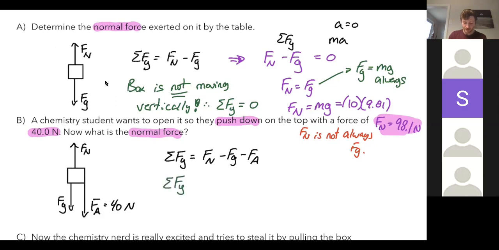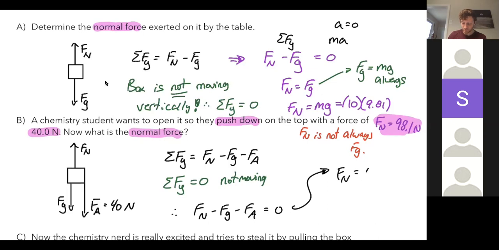The sum of the forces in the y direction is still equal to 0 because it's not moving. If you have somebody pushing down on a box, it's not going to magically start flying up. So what does that tell us? That tells us that Fn minus Fg minus Fa is all equal to 0, which we can take over here. We're looking for our normal force. There's our normal force, Fg plus Fa, because I added Fa and Fg to the other side. Good thing we know a lot about these terms.